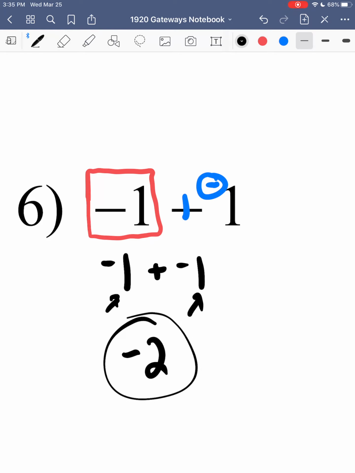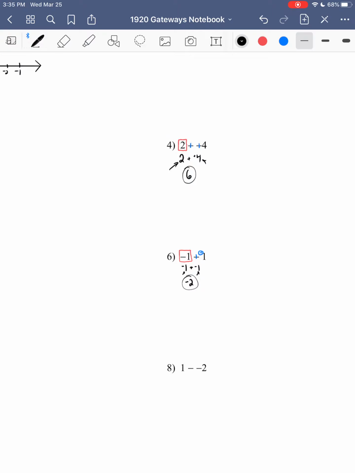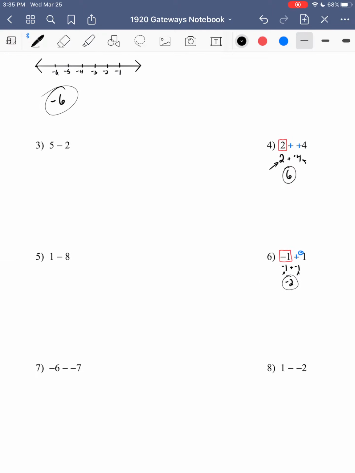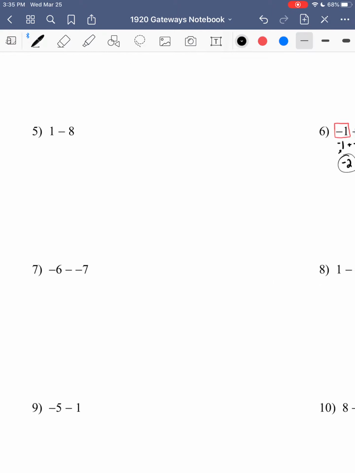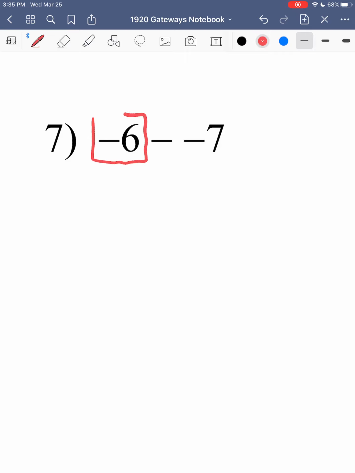Adding is walking. A lot of you guys get confused with multiplying. Multiplying is a completely different thing. Adding is walking. Okay, let's look down at number 7, it's a good one. Alrighty, let's do our keep, change, change this. So keep, change, change. So that's going to be -6 plus +7.